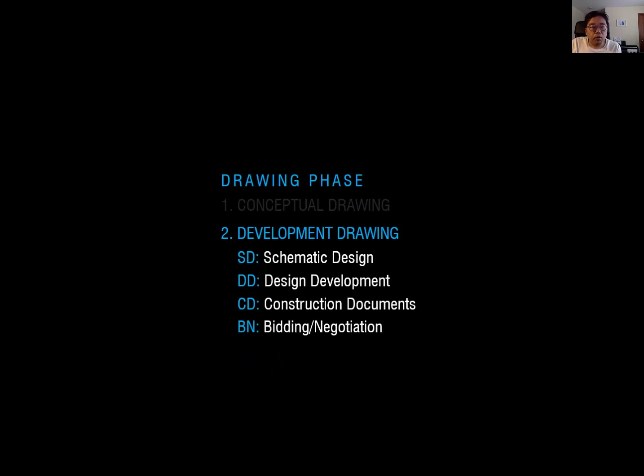Now after that, we have BN, which is bidding and negotiation. What is bidding and negotiation? After the construction document, you have to hire the contractors. You usually decide on your contractor together with your client, through the bidding and negotiation. So after the construction document, you provide this construction document to the contractor.